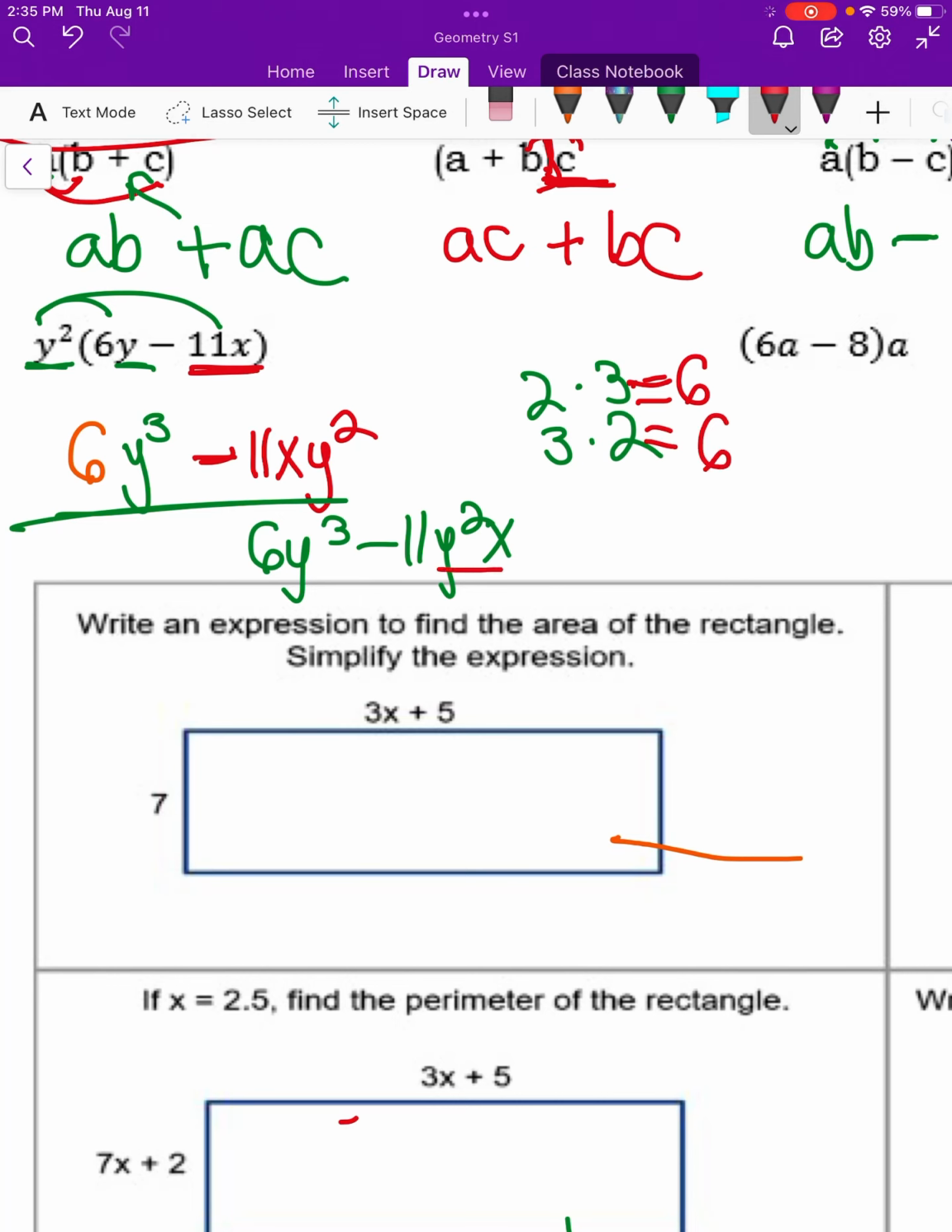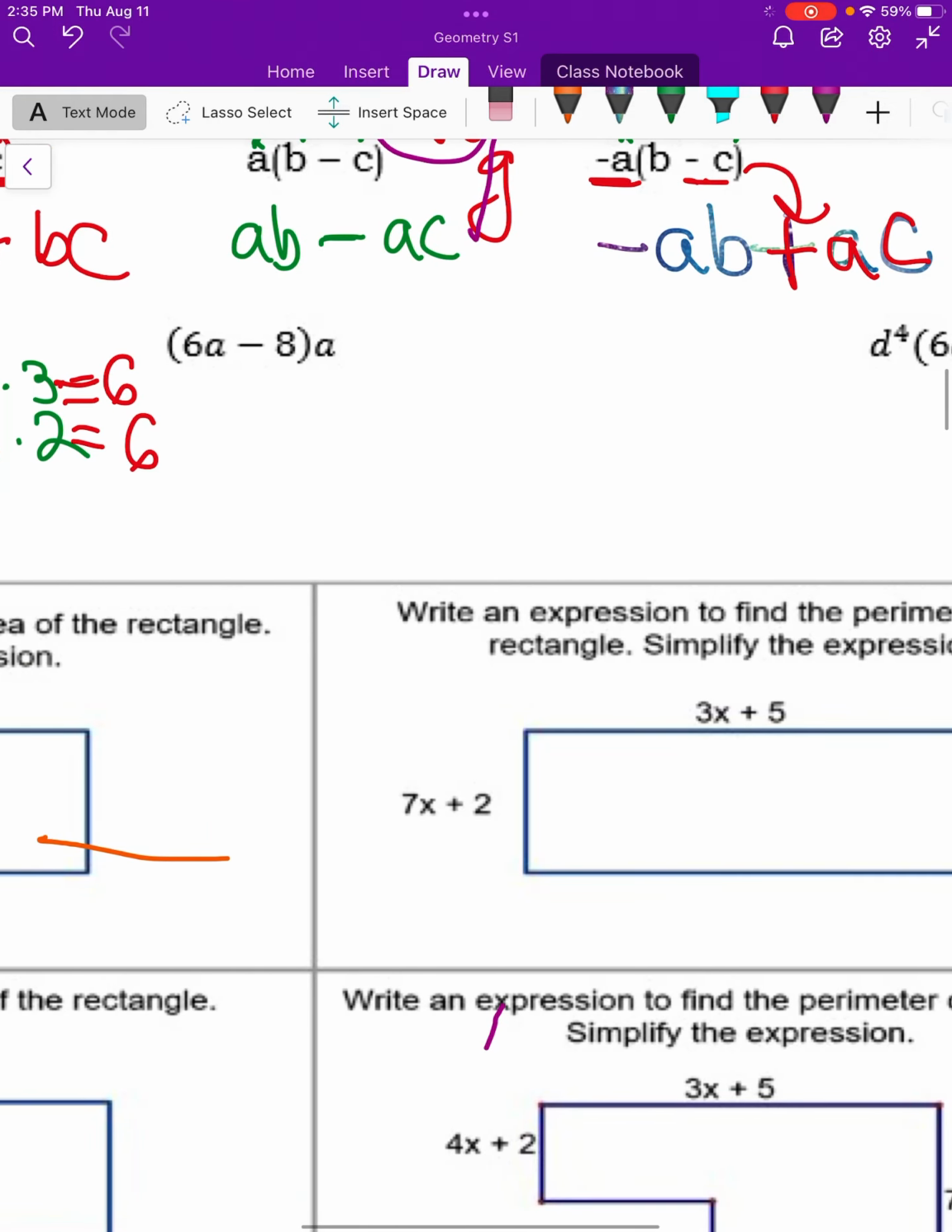So in this situation, it doesn't really matter where the variables are. You want to make sure that the numbers are in front. Okay? All right, rock stars.